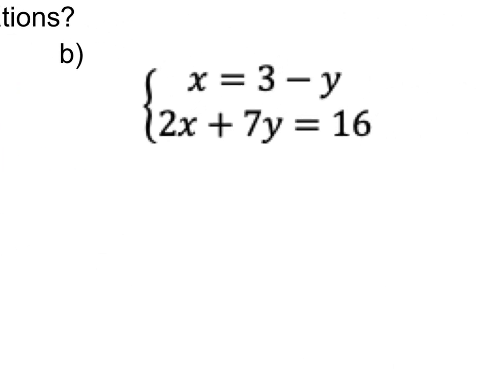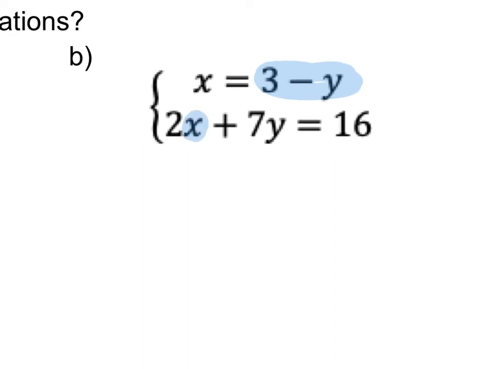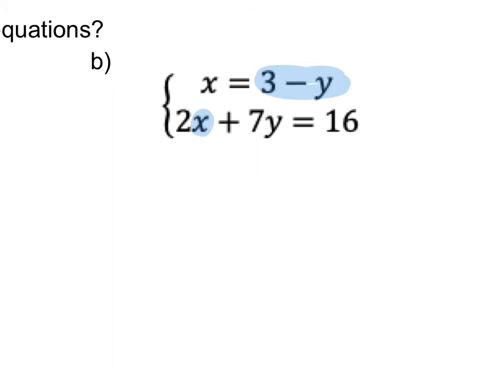This time they give you the x by itself. So we're going to plug all of this stuff in to this. And this is kind of level 1 when they give it to you with one of the variables already by itself. So we're going to have, this is a little bit different because it's 2 times x. So we have to do 2 times all of that. So 3 minus y. And then bring down the positive 7y equals 16.